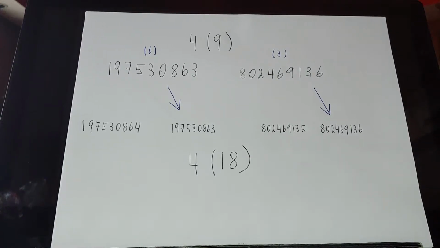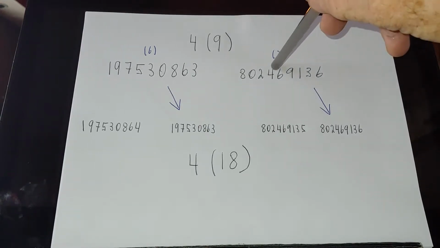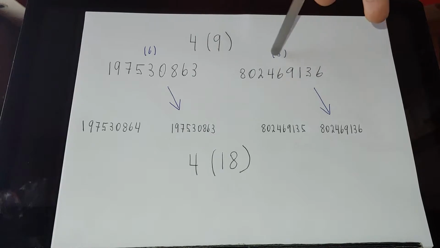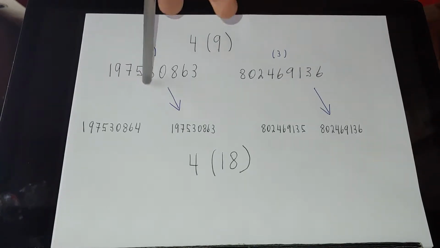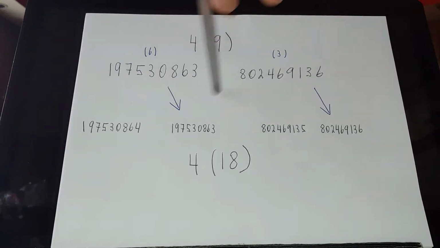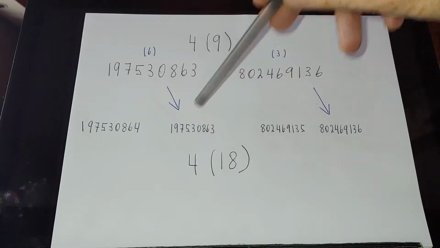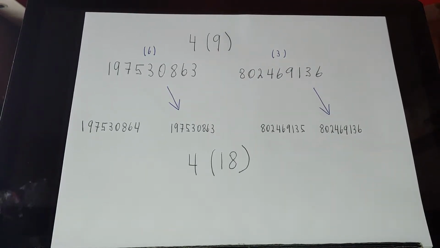802469136. Well, that's going to give us a 369 number. It's going to give us a 3, and it's going to always be a 3, and 197530863 is going to be a 6. So the 6 goes down there, and the 3 goes right there.